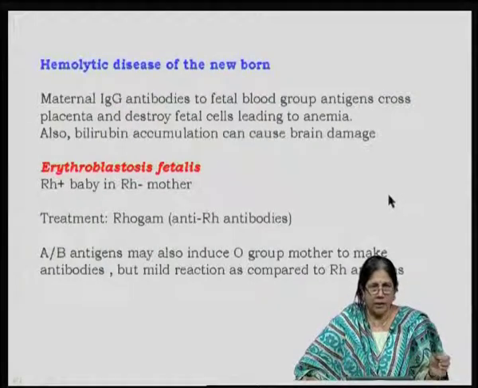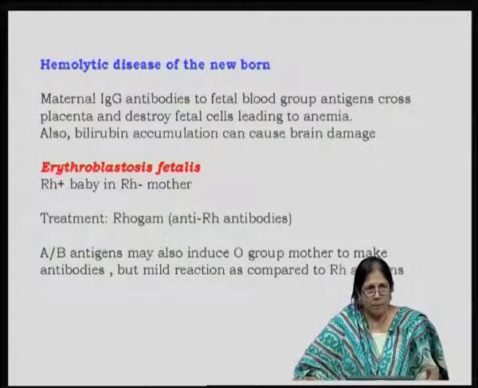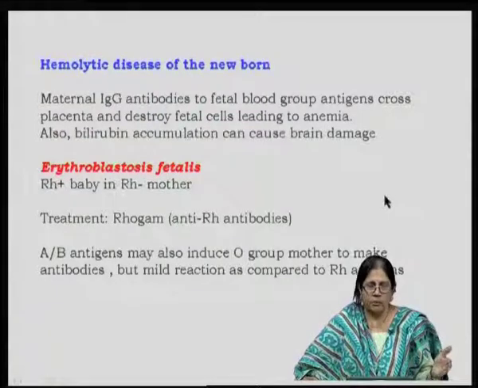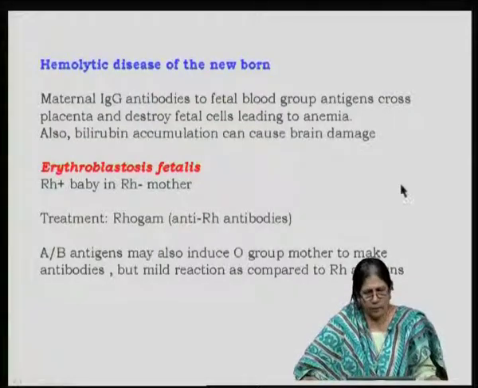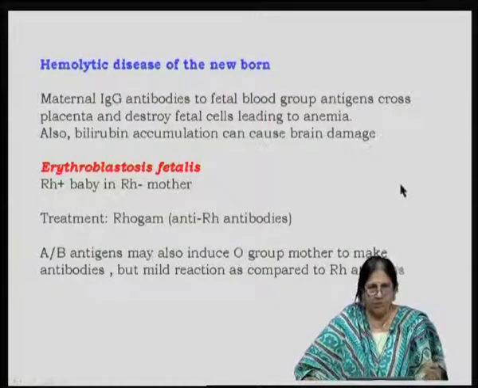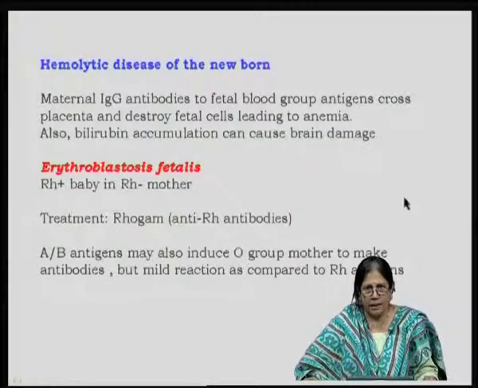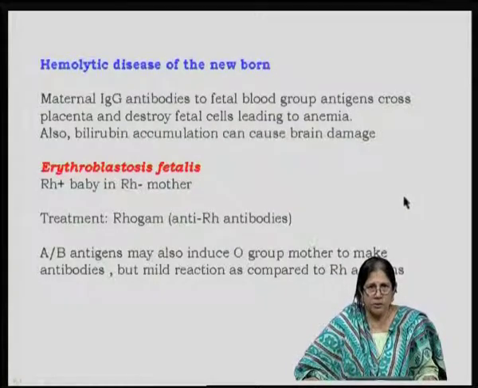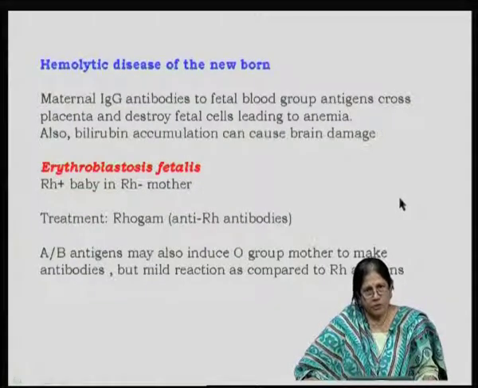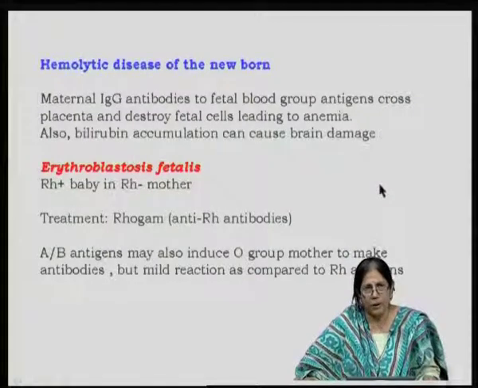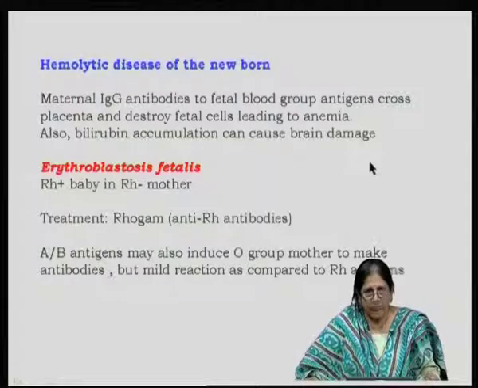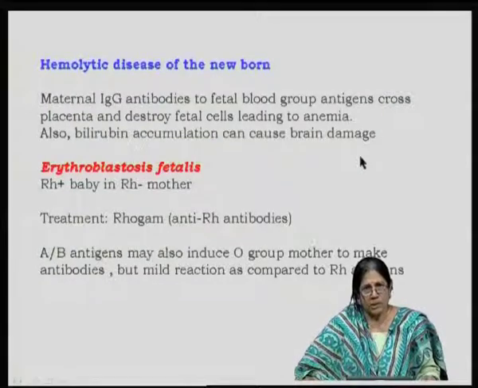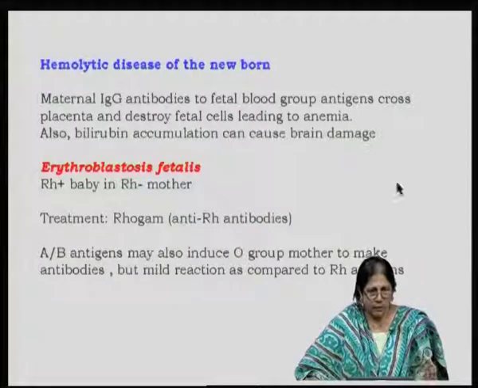Fortunately, the immune response generated, even if it is IgG type to A or B, is mild, as compared to Rh factor, which is a much stronger immunogen. Antibodies to either A or B, even if they are IgG type, do not cause much harm. And you might have heard that there are babies born soon after birth who have jaundice, and that jaundice can be taken care of very easily and it is not fatal at all. But nevertheless, I would like you to remember that even AB antigens can evoke a response similar to, but much weaker than, Rh factor.